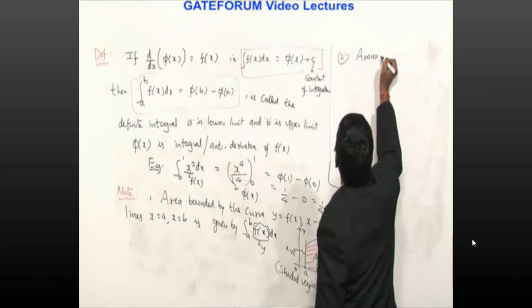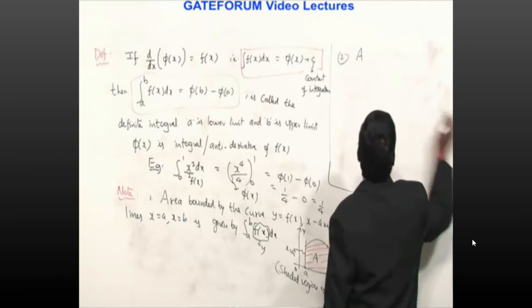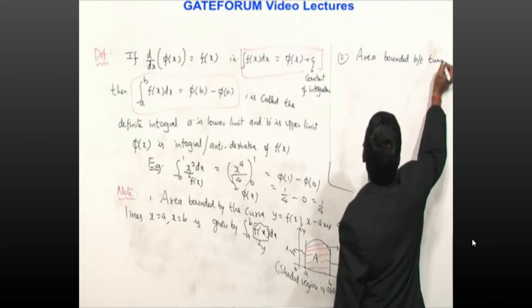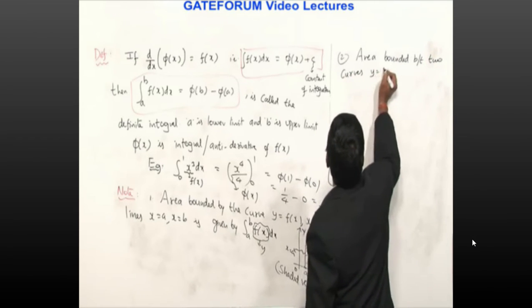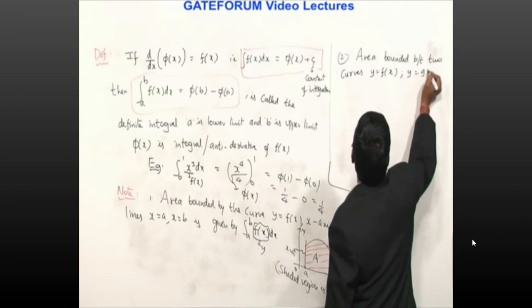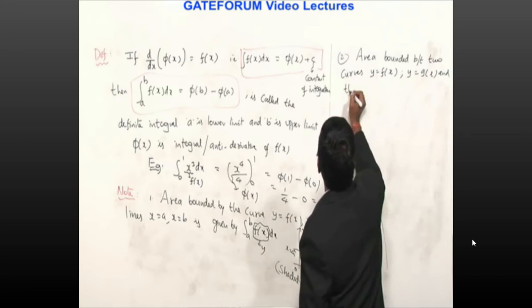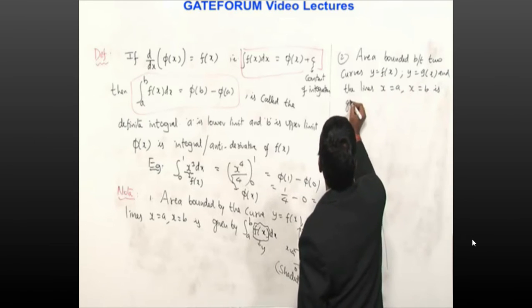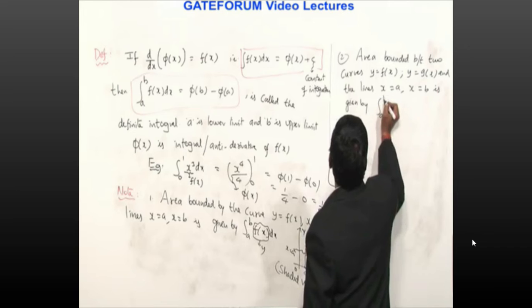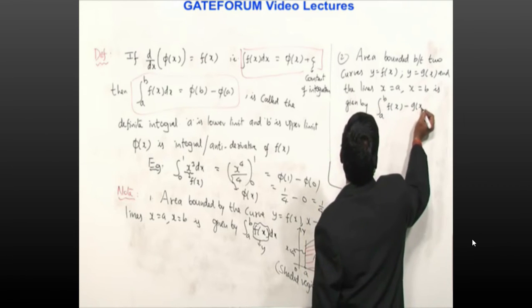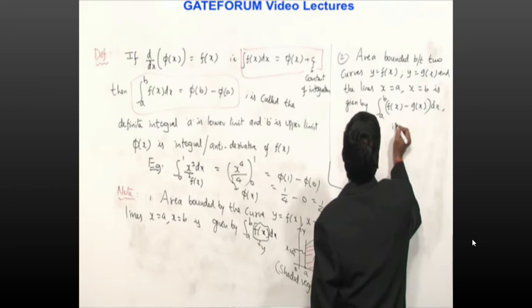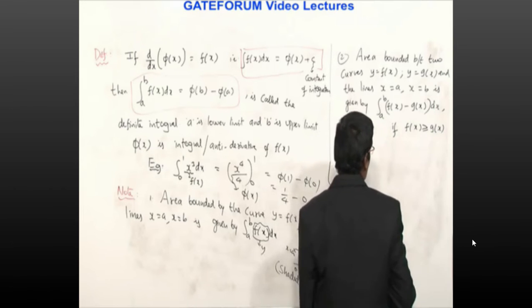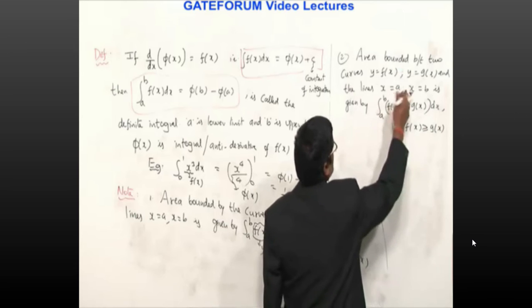Area bounded between two curves y is equal to f of x, y is equal to g of x, and the lines x is equal to a, x is equal to b, is given by the integral a to b of f of x minus g of x dx, if f of x is greater than or equal to g of x. Okay, for every x belonging to the closed interval a comma b, where a is the lower limit and b is the upper limit.